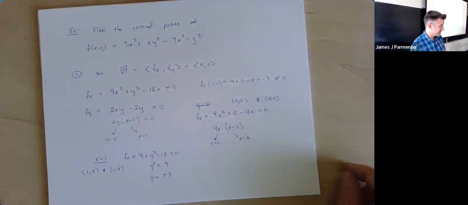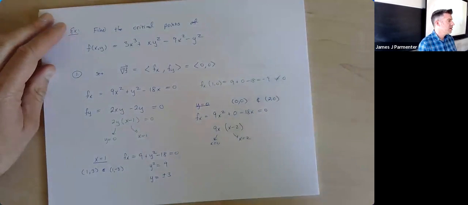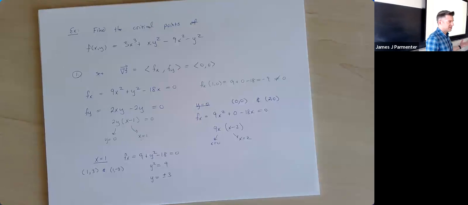The second part of this is classifying. You might remember from 21A, it's been a while, that you had two different ways of determining whether a critical point was a relative extremum. There was the first derivative test, where the function's increasing over here and decreasing over here, so it goes from increasing to decreasing, and you have a maximum.